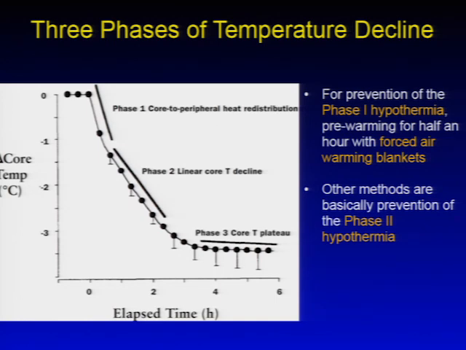In order to prevent phase 1 hypothermia, pre-warming, probably half an hour with a forced air device, is important, which is sometimes applied for colon surgery or plastic surgery. Other methods are basically for prevention of the decline of phase 2.